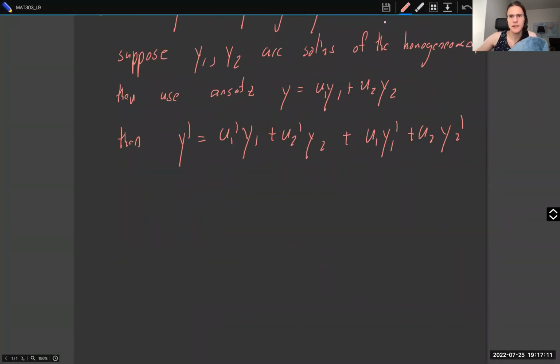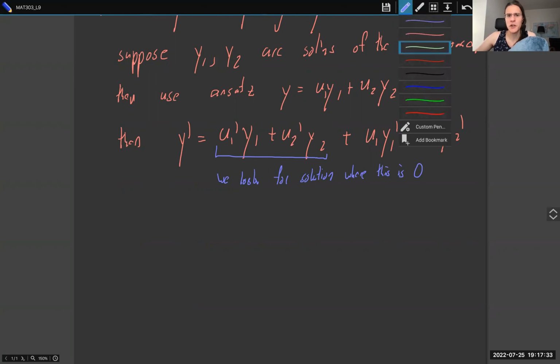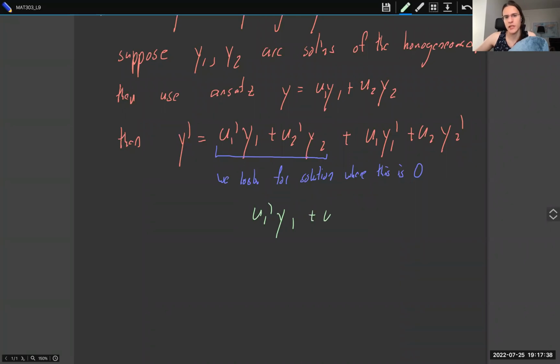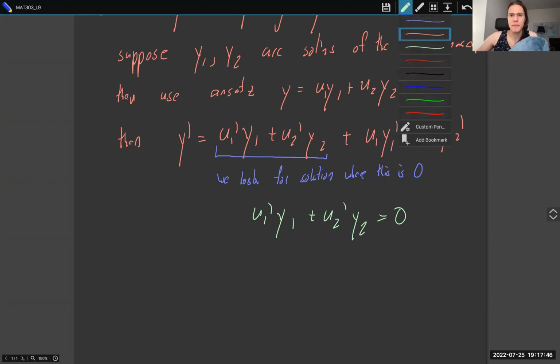Then we looked at this term. And we said we will look for solutions where this is 0. So we get an equation. We get that u1' y1' plus u2' y2' is equal to 0. Now that I write it out, it's obvious that it's this one and not the other one. So that's an equation that we have. And then let's see what we get.